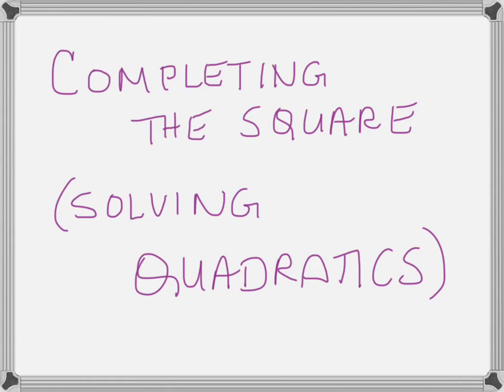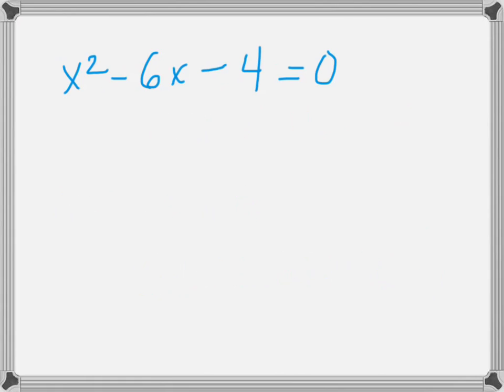Okay, today we're going to learn about another method of solving the quadratics called completing the square. It's pretty easy once you get started with it. So, let's go. Okay, so let's take this equation, x squared minus 6x minus 4.